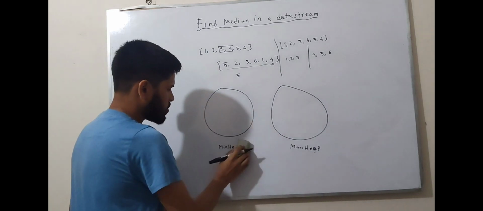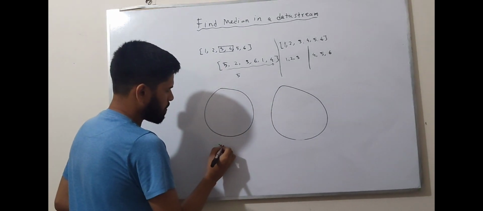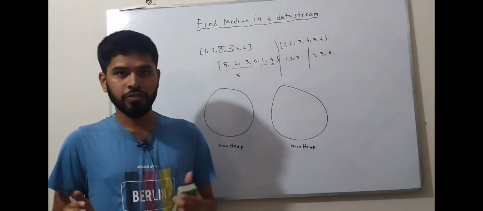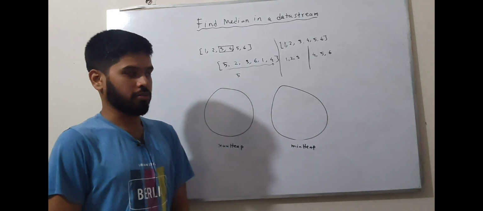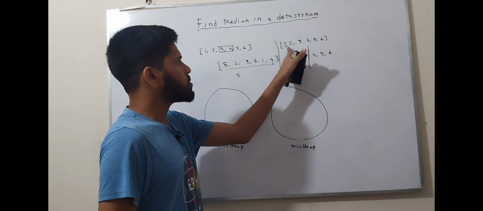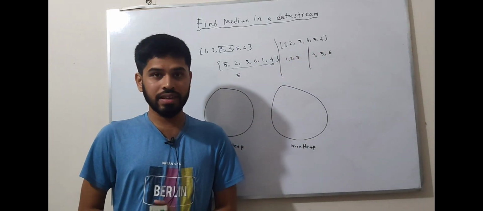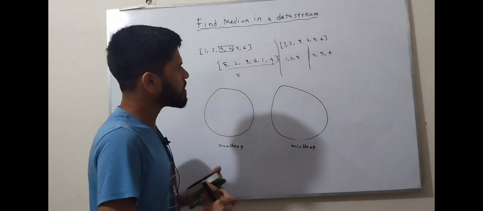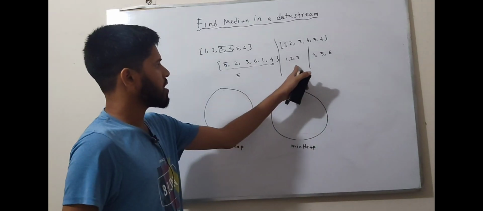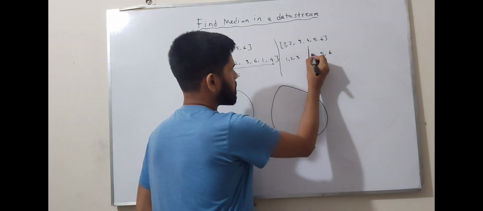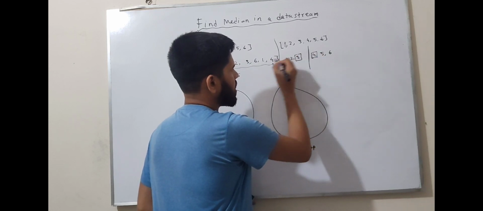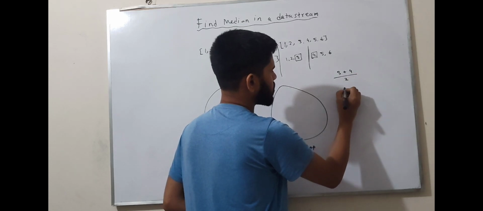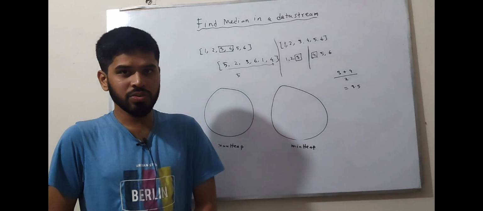max heap data structure. Let's say this is our max heap and this is our min heap, so it will be easy for your brain to understand this algorithm. The length of this array is an even number, and for an even number, the median is the average of the middle two elements. So we pick the minimum from the right and the maximum from the left, and find the average of them: 3 plus 4 divided by 2 equals 3.5. This is your median.